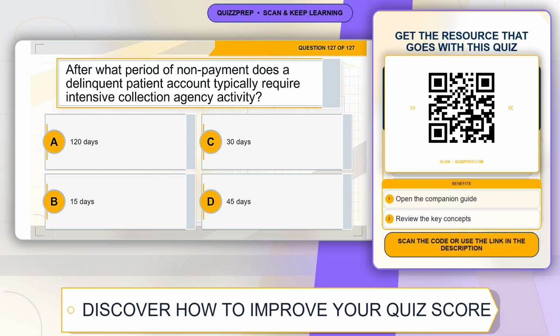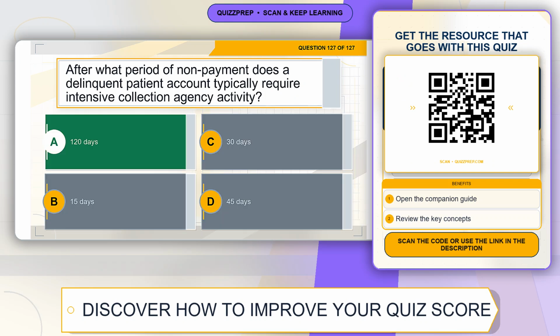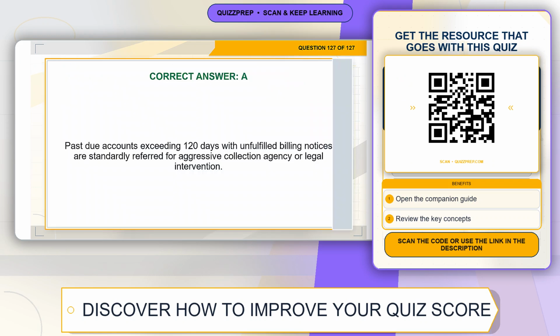Question 127. After what period of non-payment does a delinquent patient account typically require intensive collection agency activity? Option A, 120 days. Option B, 15 days. Option C, 30 days. Option D, 45 days. The correct answer is option A, 120 days. Explanation: past due accounts exceeding 120 days with unfulfilled billing notices are standardly referred for aggressive collection agency or legal intervention.